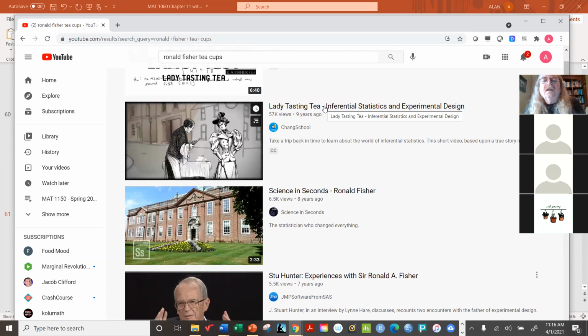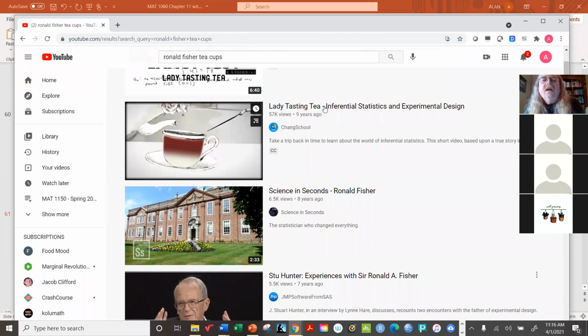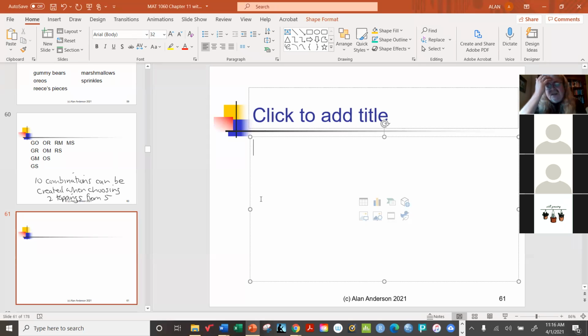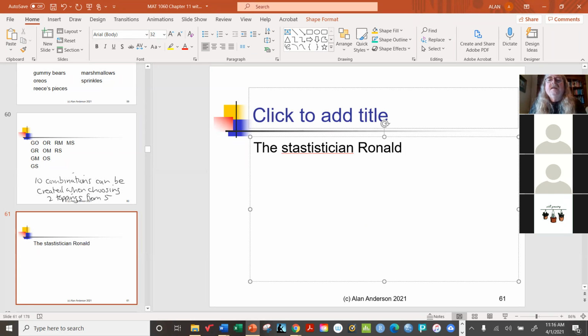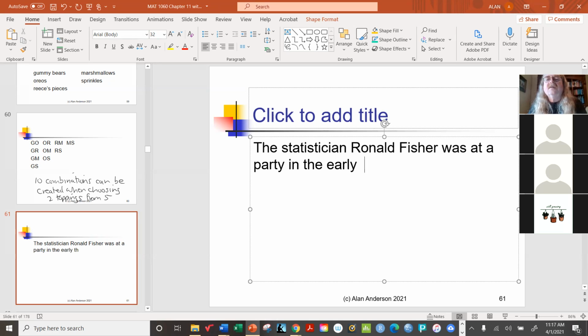because this is a true story. What reminded me of it is this idea of the order mattering or not mattering. What happened was, and I'll throw this in here for you, the statistician Ronald Fisher, and by the way, he is one of the big heavyweights in the field of statistical history. He invented a lot of what we use today. So the statistician Ronald Fisher was at a tea party or a party in the early 20th century, because that's when he lived.